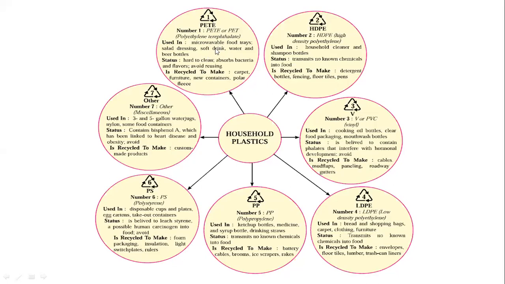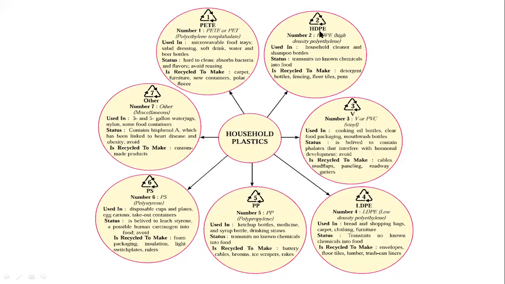Then soft drink bottles, water bottles, and beer bottles which are made up of plastic. Its status is that it is very hard to clean and absorbs bacteria and flavors, so avoid reusing such material. It is recycled to make carpet, furniture, new containers, and polar fleece. So if this plastic material is recycled, it is used to make carpet, furniture, different types of containers and polar fleece.